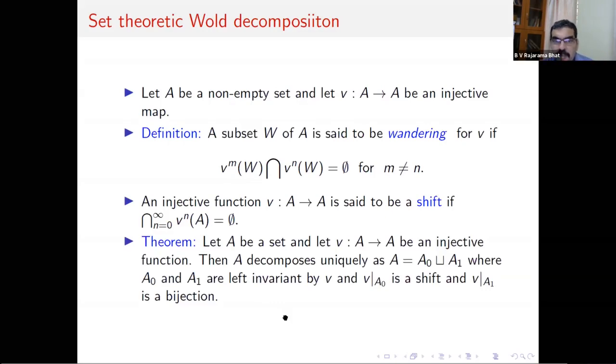So then we have this theorem. Let A be a set and V be an injective function. Then A decomposes uniquely as a disjoint union, where A0 and A1 are left invariant by V like before, and on one part it's a shift, and on the other part we had unitary before. Now instead of unitary we have a bijection. So that is a natural analog of unitary.